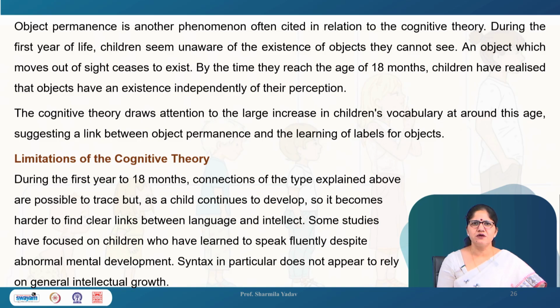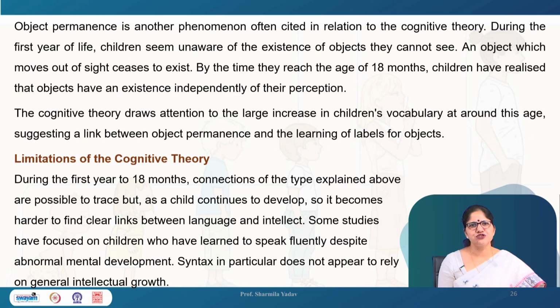Object permanence is another phenomenon often cited in relation to the cognitive theory. During the first year of life, children seem unaware of the existence of objects they cannot see. An object which moves out of sight ceases to exist. By the time they reach the age of 18 months, children have realized the objects have an existence independently of their perception. The cognitive theory draws attention to the large increase in children's vocabulary at around this age, suggesting a link between object permanence and the learning of labels for objects.